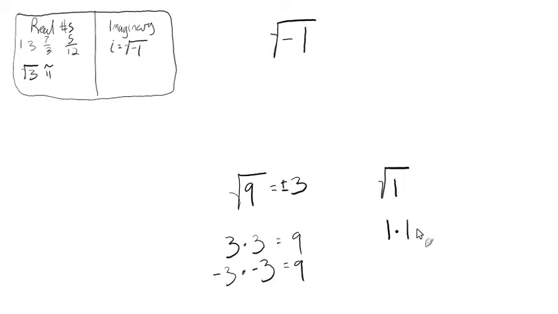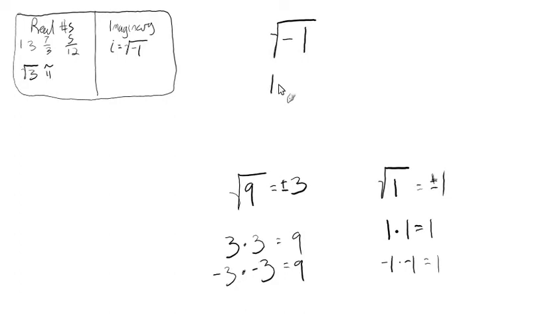Let's even think about the square root of 1. 1 times 1 equals 1. So 1. Also -1 times -1 equals 1. So you get positive and -1 are solutions to this. So they are square roots of 1. Now think about the square root of -1. What number times itself will give you a -1?